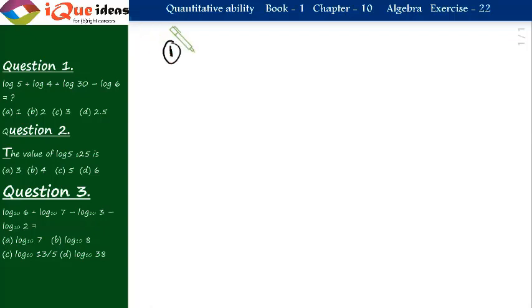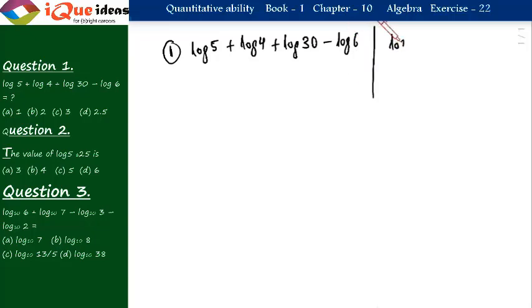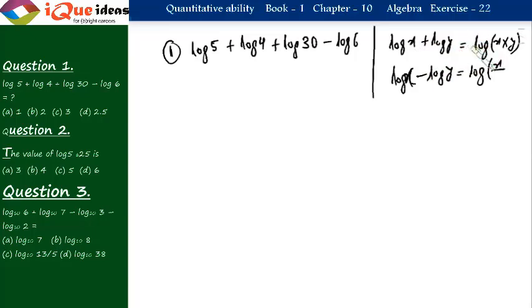Now let's take up questions from exercise 22. Question number 1 says log 5 plus log 4 plus log 30 minus log 6. I hope you are aware of the formulas related to log. I'll write them here: log x plus log y becomes equal to log of x into y. Similarly, log x minus log y becomes equal to log of x divided by y.